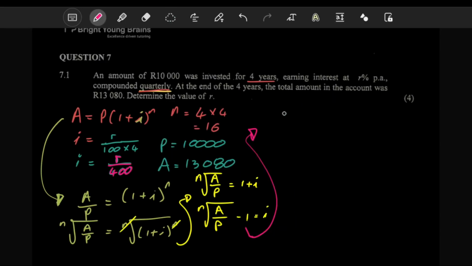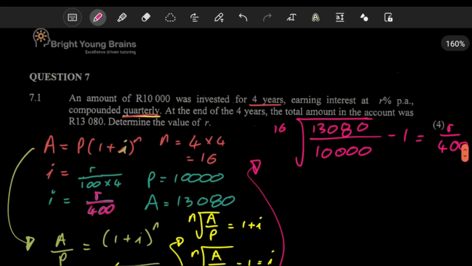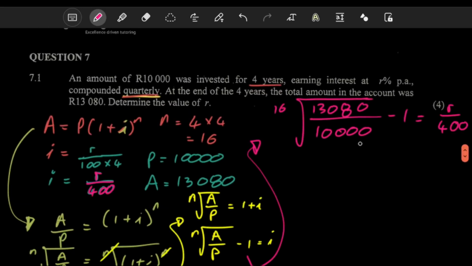So N, we said it's 16. A, we said it's 13,080. P, we said it's 10,000. Remember, the minus 1 is outside the square root symbol. And then this is equal to I. And our I value, just so that we don't forget, is just R over 400. There you go. Now, the good news is that here you're able to just throw all this into your calculator at once and then just get an answer.